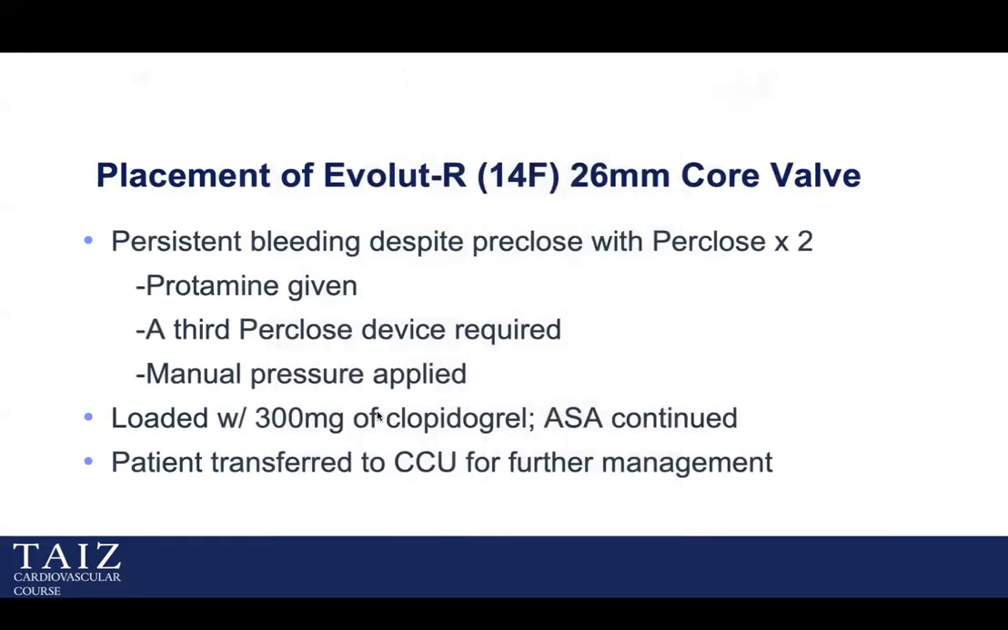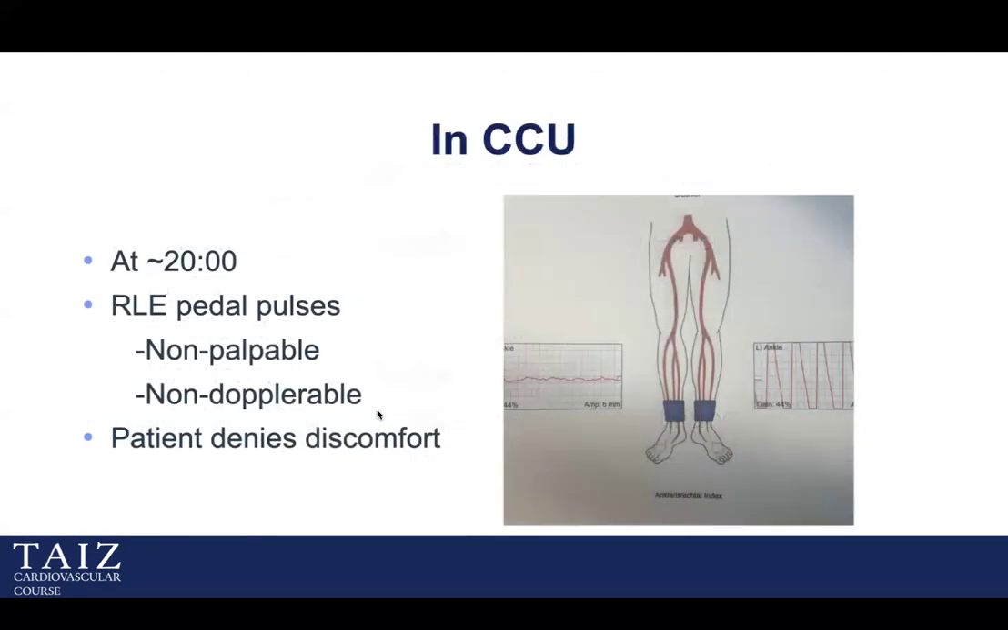They ended up using a 14 French sheath for the TAVR, and they deployed two Perclose at the end. They gave protamine. They achieved hemostasis, and the patient went to the ICU. On arrival to the ICU, they did not feel pulses, and they got the PVR, pulse volume recording, and this is how it looked on the right side. Remember, the right side was the large bore access, and the PVR was flat on the right side, suggesting there's an acute occlusion somewhere.